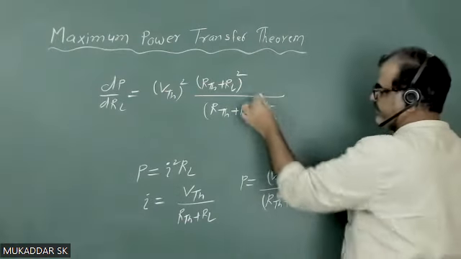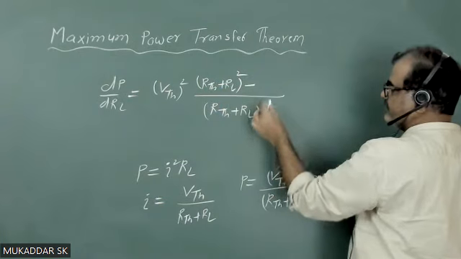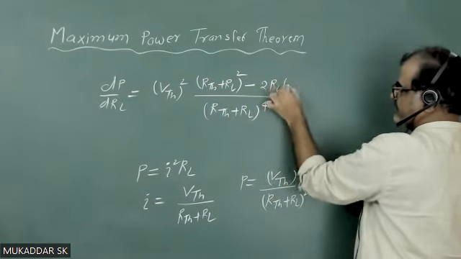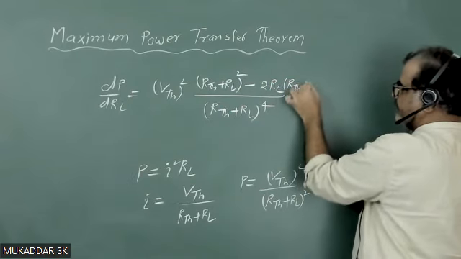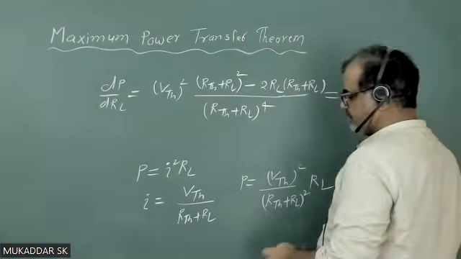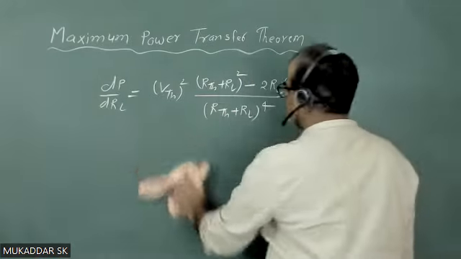RL will become 1 minus. Okay, now if I differentiate this expression, so this will give me 2. RL is already there. If I differentiate this one, this will give me R Thevenin plus RL. Okay, and this should be equal to 0, and this will give me the condition of maximum power transfer.